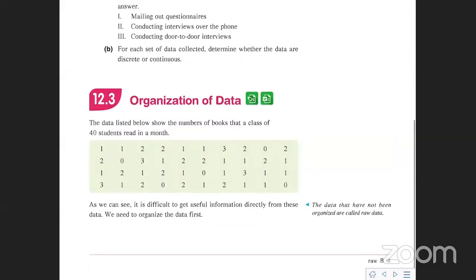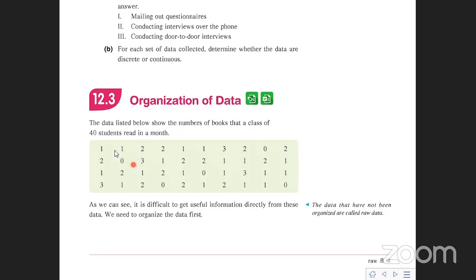Then I think we start this one, and you may have some calculations to do. Now this one is the kinds of data collected. The data listed below shows the numbers of books that a class of 40 students read in a month.